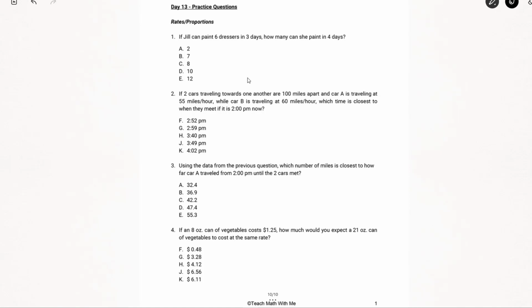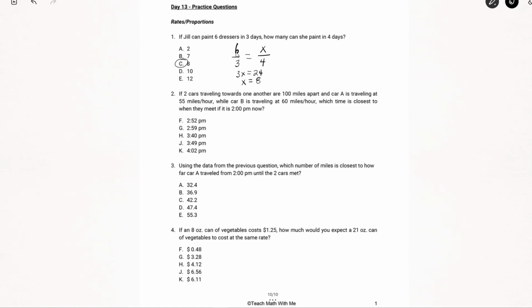We can set this up using rates and a proportion. We know that she can do 6 dressers in 3 days, and we want to know how many she can paint, that's our unknown variable x, in 4 days. She's painting at the same rate. So we can cross multiply and we get 3x equals 24. Solving for x, we divide through by 3 and we get x equals 8. So that is answer choice C, 8.